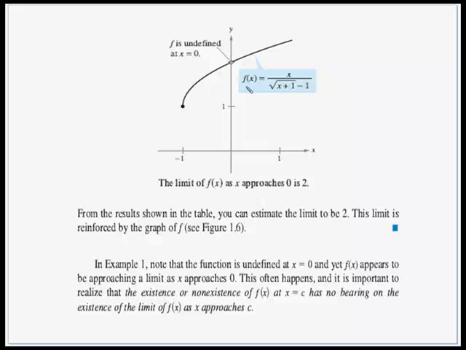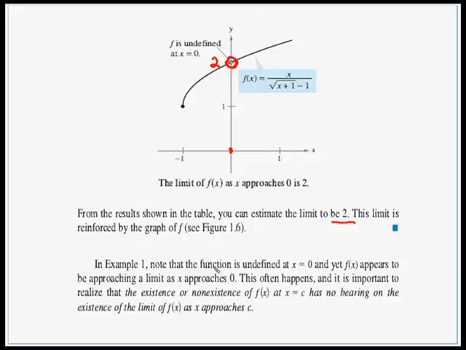If we were to graph this on the TI-89, if you hit the graph feature, you already have that in your y-editor, we would get a graph that looks like this. On our calculator you're probably not going to be able to see that hole in the graph, but we do know that hole exists. If we try to plug 0 into our function, we get a divide by 0 scenario. The world's going to blow up, so we know we have a hole in the graph at that point. And the hole in that graph is right on our y-axis at a height of 2. So from the results shown in the table, we can estimate the limit to be 2. This limit is reinforced by the graph.